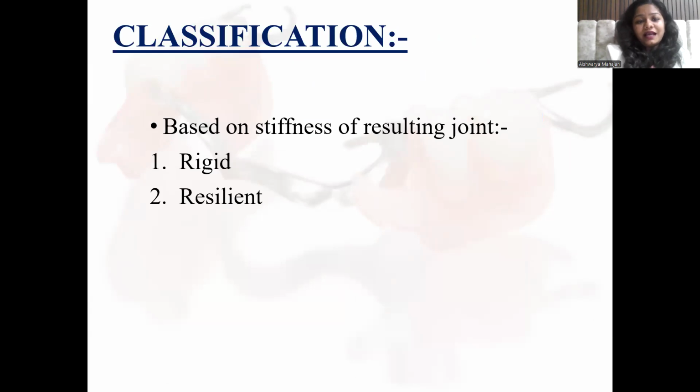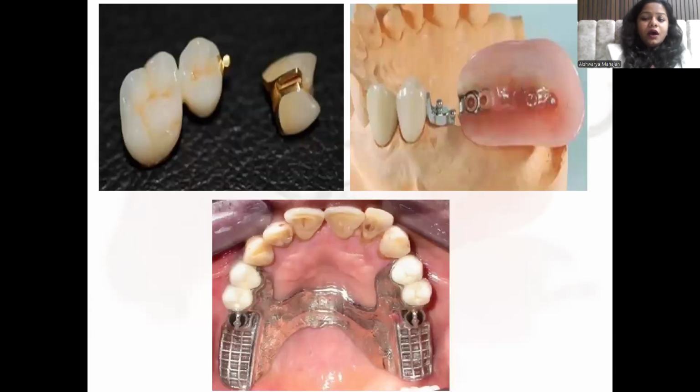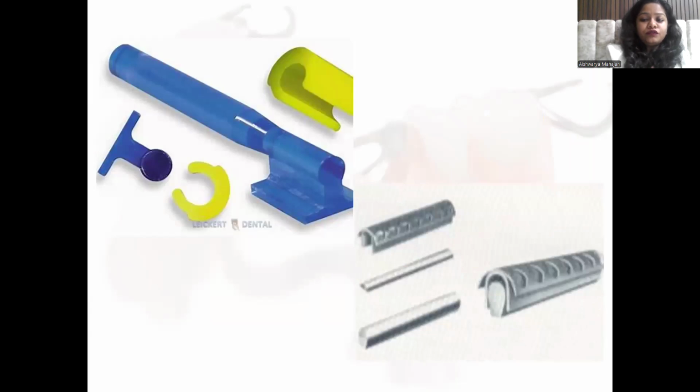These can again be classified as rigid and resilient on the basis of the stiffness of the resulting joint. On the basis of the geometrical form, these can be key and keyway type, ball and socket type, and push button type. And on the basis of the geometric form, these can also be classified as bar and clip type and bar and sleeve type.